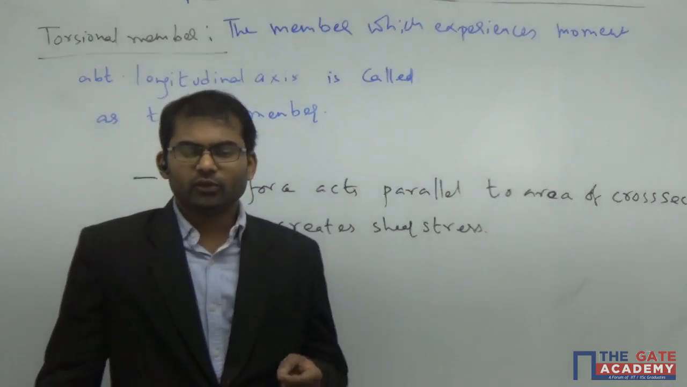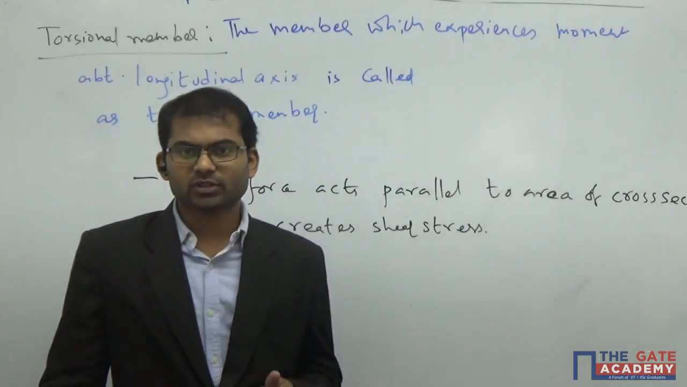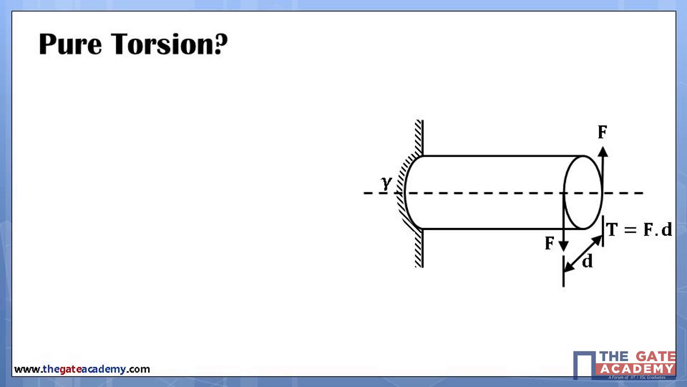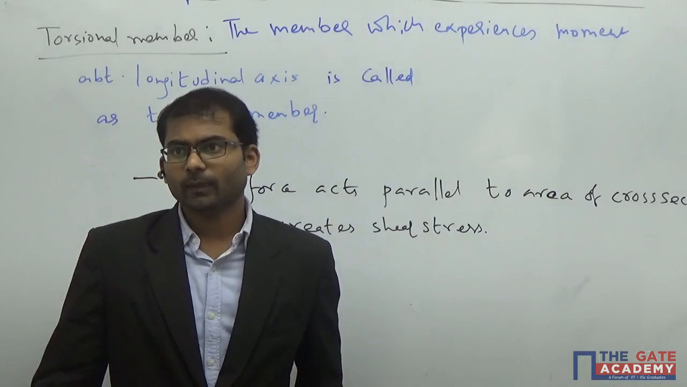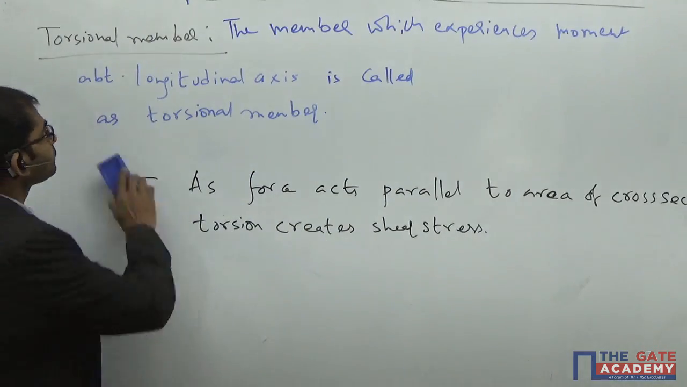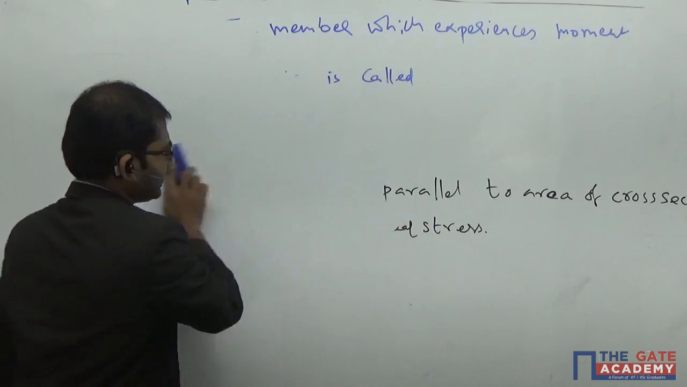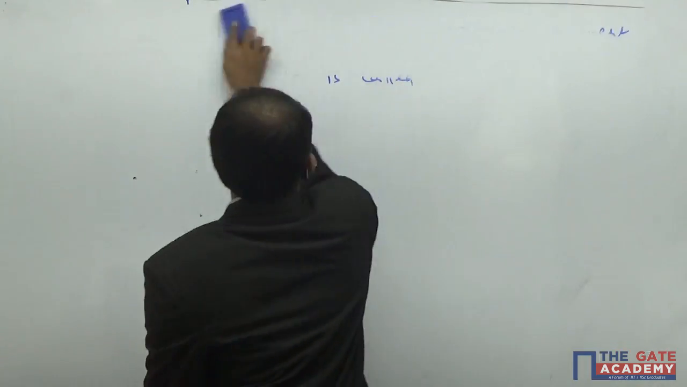If you would like to know why the force is acting parallel to the area of cross section, dear Ankit, you see the diagram in the slide. It is very clear. To create a torque about that axis, force must act on the plane itself. See the diagram on the slide, you can understand that.